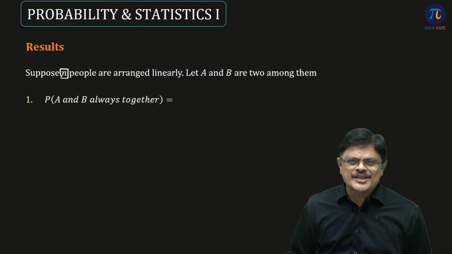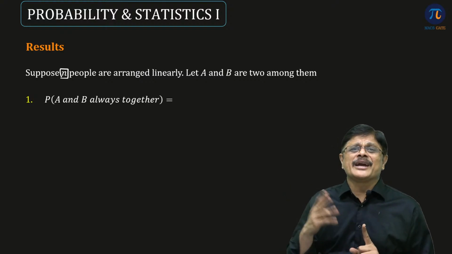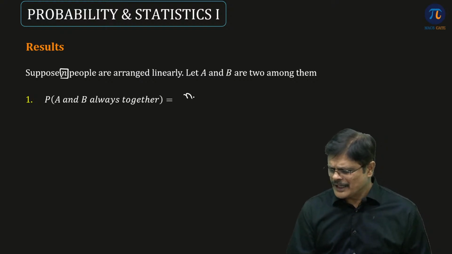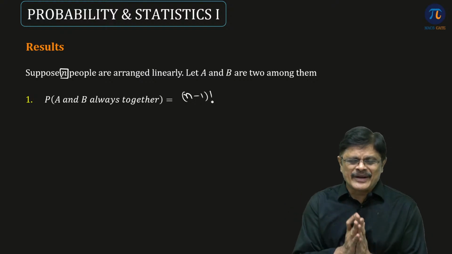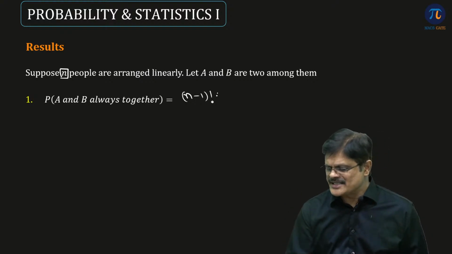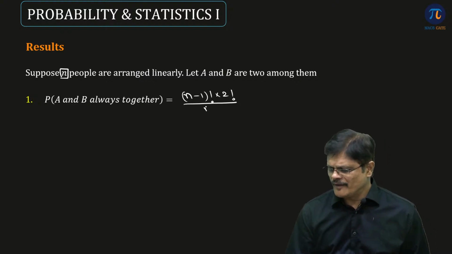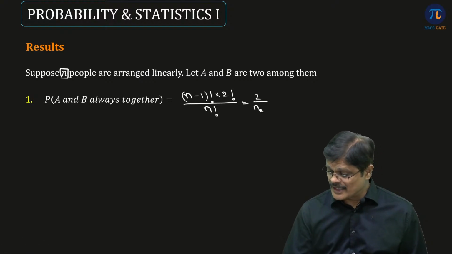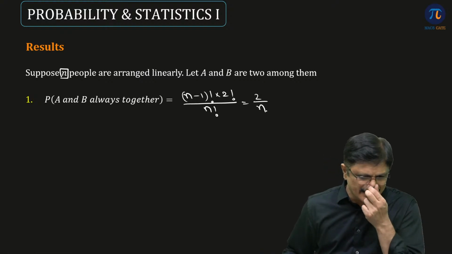So A, B always together means what? They are like one unit, and the remaining are n minus 2. So n minus 2 plus 1 is n minus 1. You can arrange those units in n minus 1 factorial ways. For each of these arrangements, AB can be arranged in 2 factorial ways, out of total n factorial. When you simplify, the answer is 2 by n, not n minus 1, 2 by n. Is the idea clear?